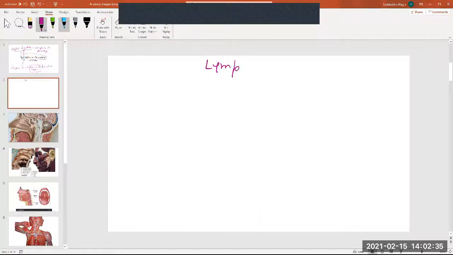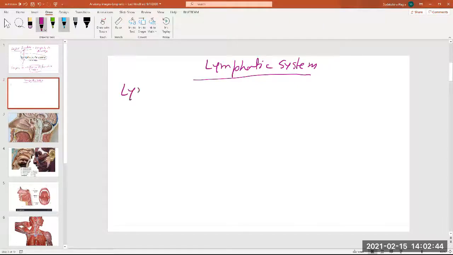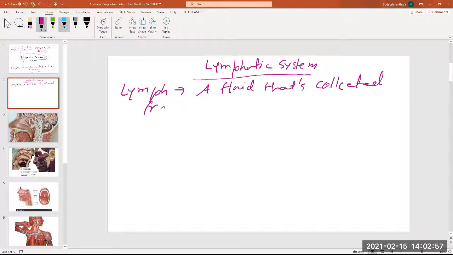So, lymphatic system. We are talking about lymph. So what is lymph? Let's understand that first. Lymph is a fluid that's collected from interstitial space. Basically what we refer to as interstitial fluid.